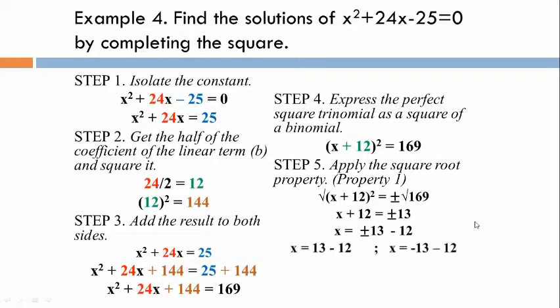Then we separate the two. We have 13 minus 12 and negative 13 minus 12. The answers are 1 and negative 25. And these are the solutions to the equation x squared plus 24x minus 25 is equal to 0.